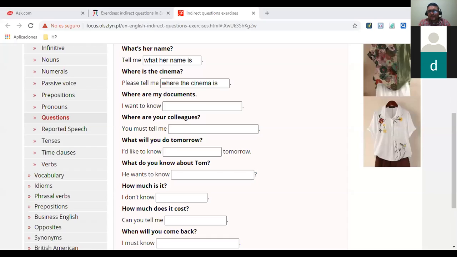Is it possible? No, it's a mistake because for me, the answer for the number 5 is just must tell me where your colleagues are. That is the correct answer. Okay, teacher, thank you. Yes.